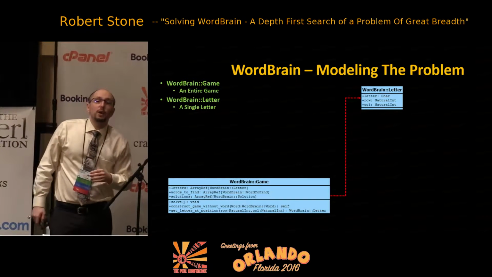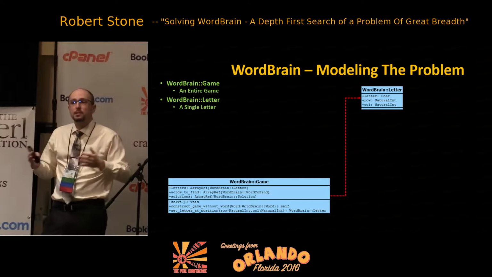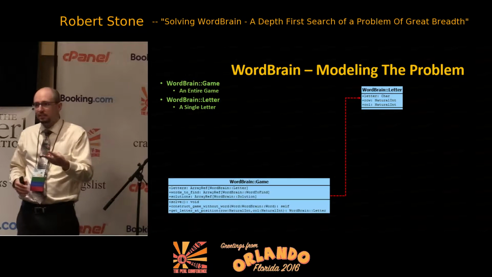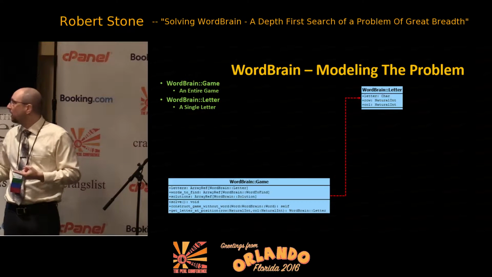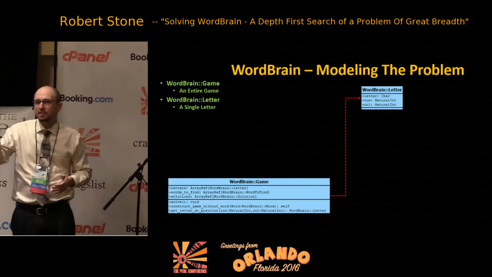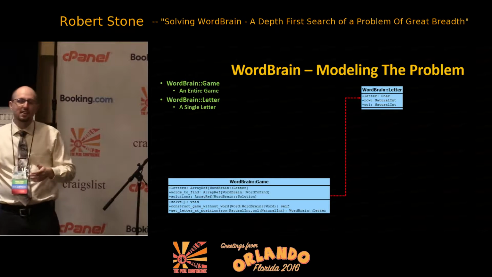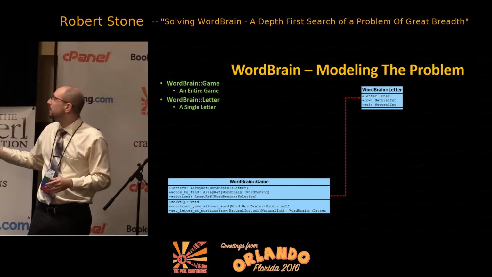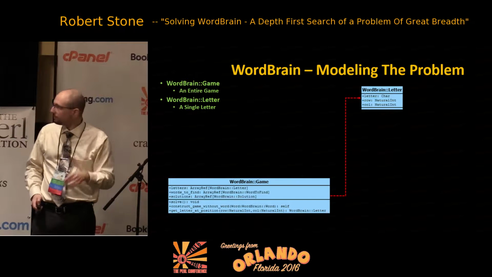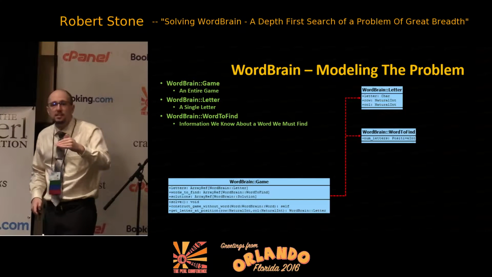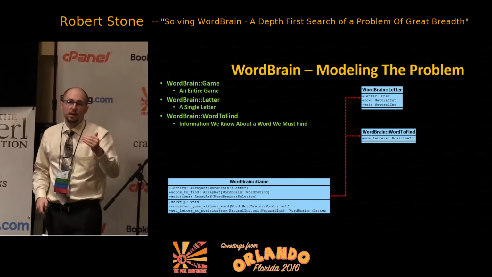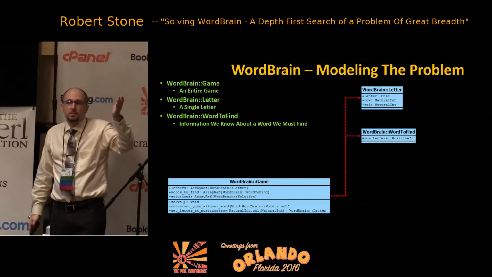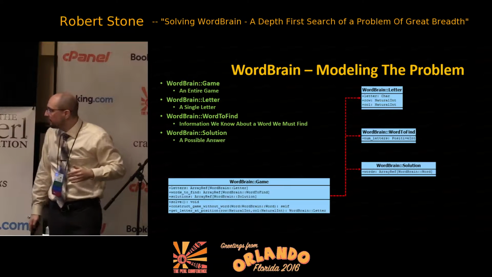Then we have the WordBrain letter. Now a letter is comprised entirely of three pieces. The actual letter itself, is it a Q, or it can't be a 7, because 7 is not a letter, a W, anything like that, and its position in the grid, its row and its column. In addition to this, we know that we have certain words we must find, the word to find. Pretty simple, all I know about it is the number of letters. That makes for an easy object.